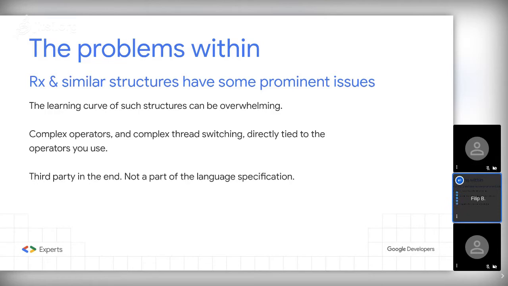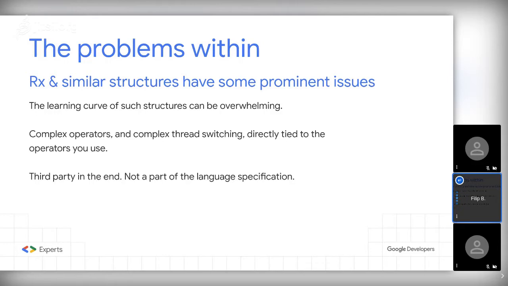So a lot more problems can come from that, because you may not know how the threading will change if you use a special operator. That operator might just fix your problem, or might create the use case you need. But it might also create a lot of other problems you may not be aware of at first. So that's one of the kinds of issues that these complex libraries have. And in the end, these are third-party libraries.